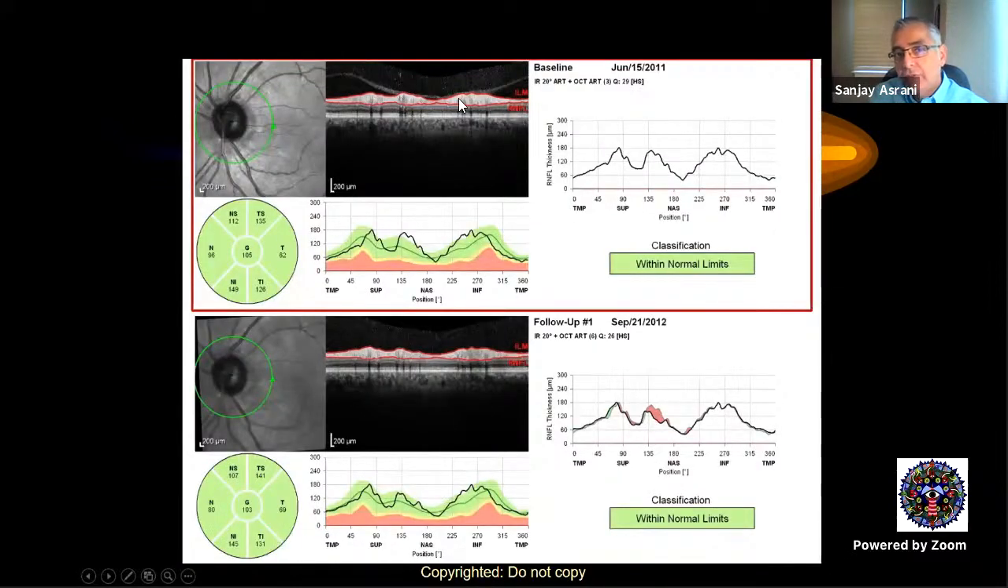Here is an example of a vitreous that is tugging here. And a year later, that vitreous has separated. A posterior vitreous detachment has occurred and it has separated. And therefore, this is now much thinner. It looks like progression.